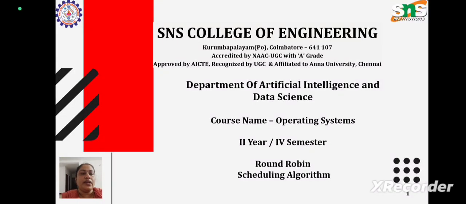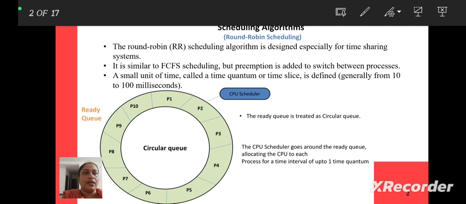So far we have discussed the other algorithms. Now in this lecture we are going to read about the round robin scheduling algorithm. The round robin scheduling algorithm is a very important scheduling algorithm. So we'll see what round robin scheduling is and how it works.